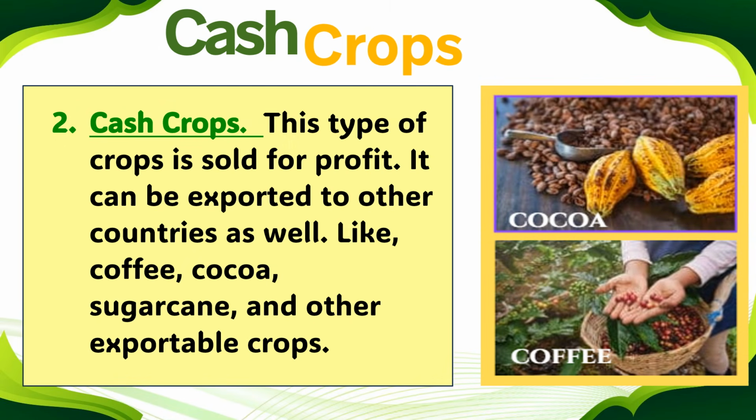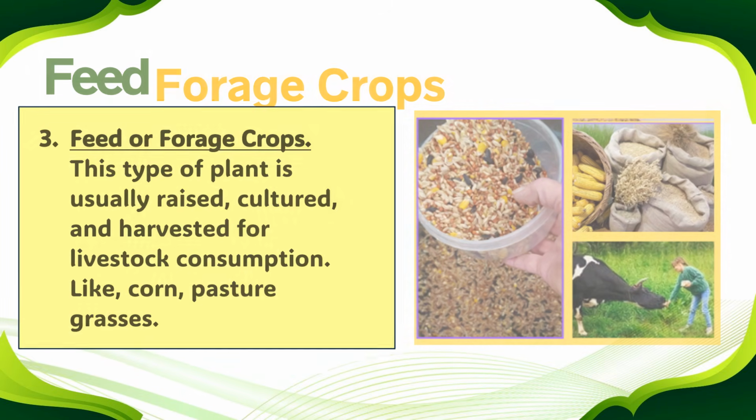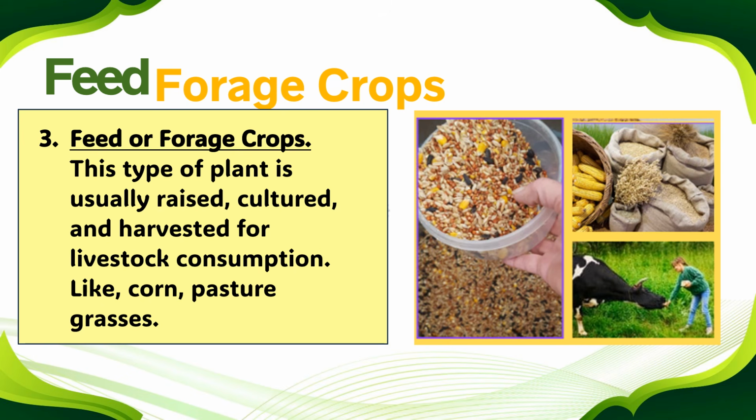The cash crops. This type of crops is sold for profit. It can be exported to other countries as well, like coffee, cocoa, sugarcane, and other exportable crops. Feed or forage crops. This type of plant is usually raised, cultured, and harvested for livestock consumption, like corn, pasture grasses.